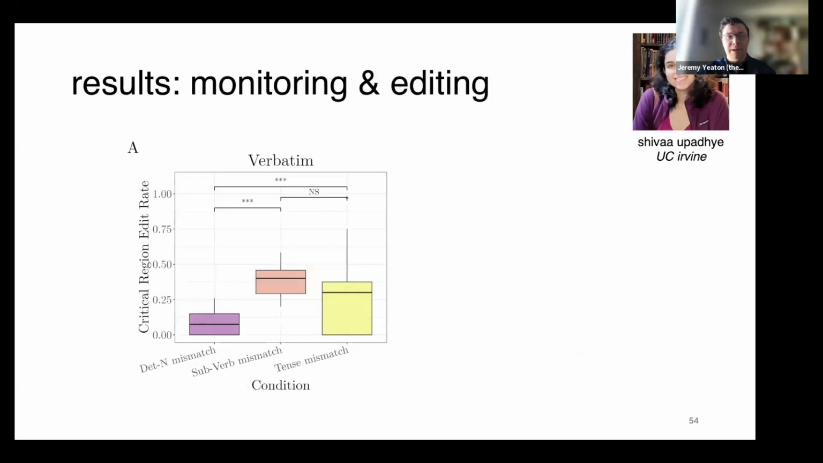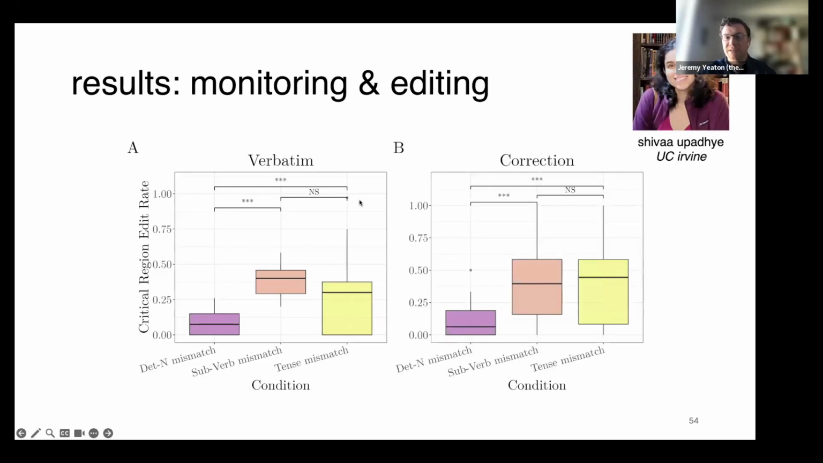And then if we're looking at monitoring and editing, we can just look at how often people use the backspace key. It's an easy way to say, okay, how aware are you of the errors you're making, and are you able to correct them? The advantage of doing this in typing is that errors in typing are cheap relative to speech. People are very willing to mistype and then hit backspace, versus when they're speaking, they're going to be trying to be a little bit more accurate. And so we do see fewer errors being monitored and repaired in the determiner noun mismatch condition versus the other two.